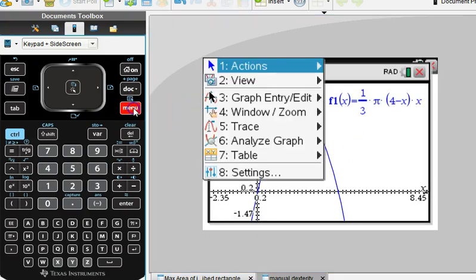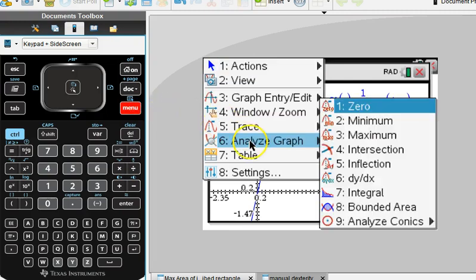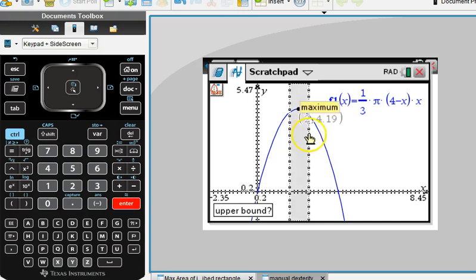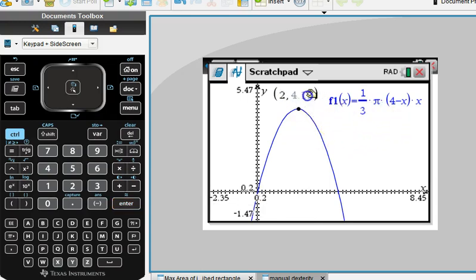So I'm going to do Menu, Analyze Graph, and go to Maximum again. And this time I'm going to have to move my little line to the left, push Enter. You move it to the left of the maximum point, push Enter, then move it to the right of the maximum point till the maximum point appears, and push Enter again. And here I have my result. F of x now represents the volume of the cone, and x represents the x-coordinate, which was the height of the cone. So let's go ahead and sketch this on our paper.